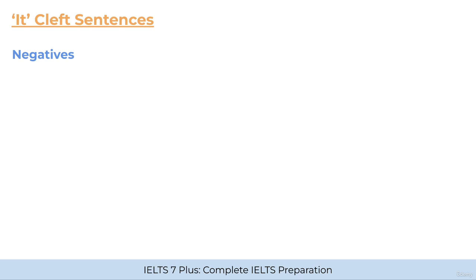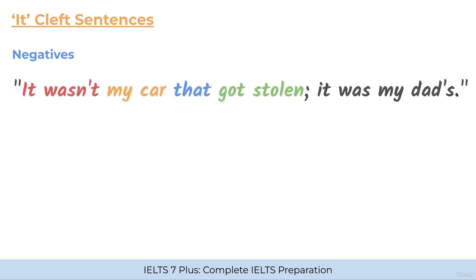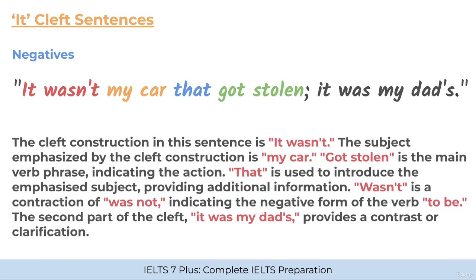We can also use negatives as well. So you could say, it wasn't my car that got stolen, it was my dad's. What's the emphasis here? Any thoughts? It was that we're looking at about the car, and the emphasis here is about the speaker's car. And it actually wasn't the speaker's car that got stolen. So "it wasn't" is the cleft construction, emphasizing the fact that it wasn't the speaker's car. Got stolen, the main verb. That, our relative pronoun. And then wasn't is a contraction of was not.